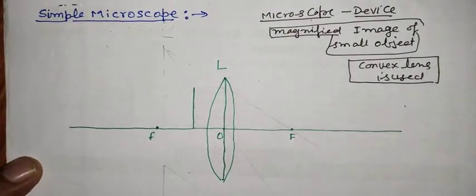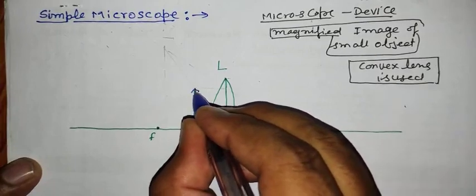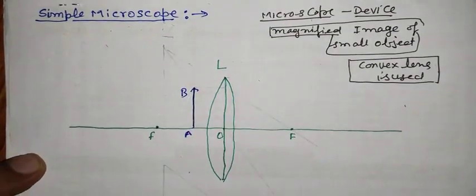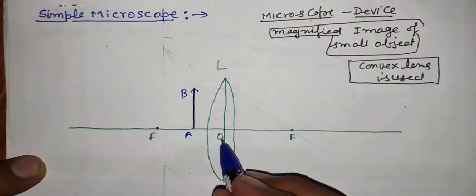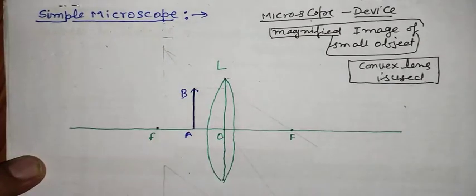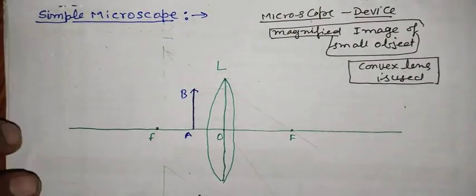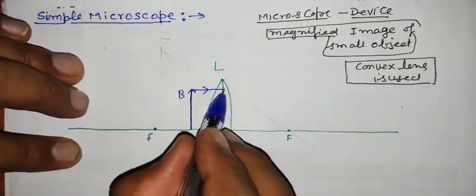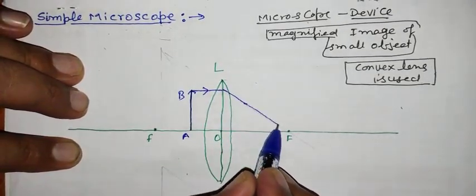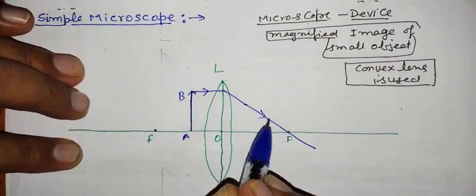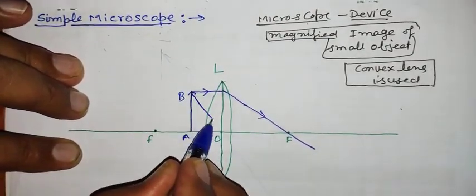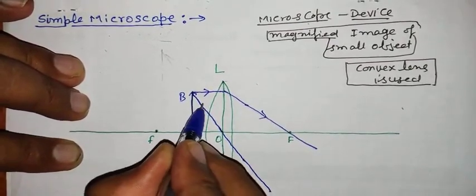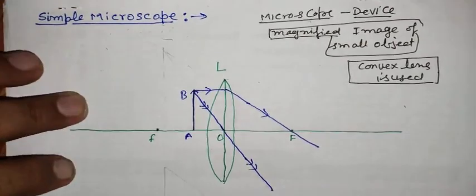See carefully, a small object AB is kept here. This object is kept between the optical center and the focal point. Let us make a ray diagram for it. The first ray, parallel to the principal axis, always passes through the focus. Another ray passes through the optical center, the second ray, and this is undeviated.